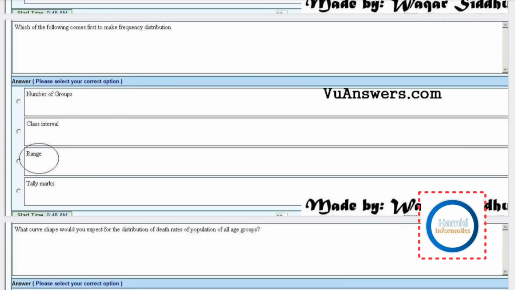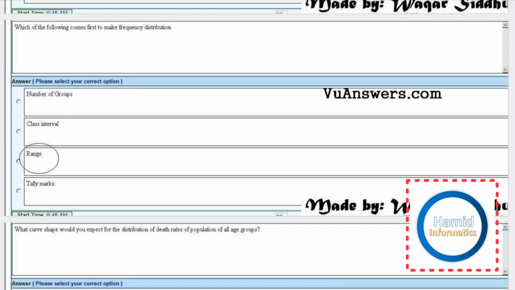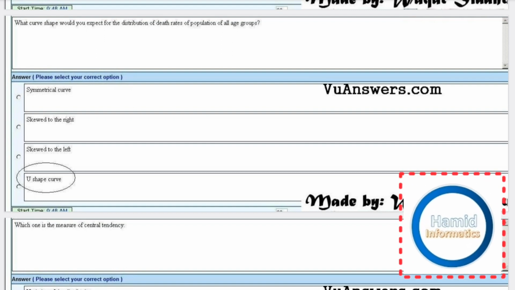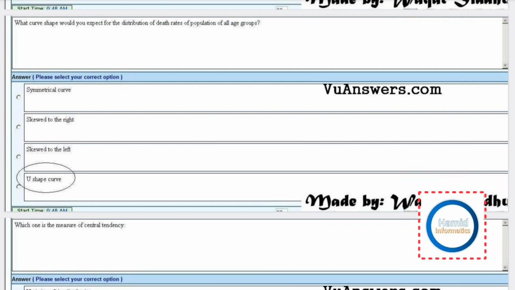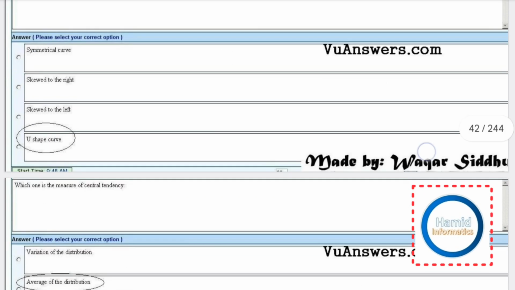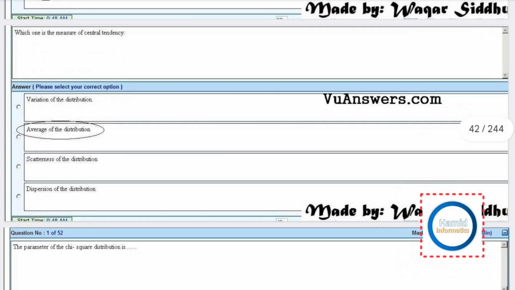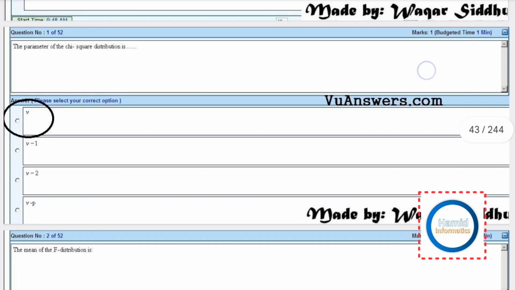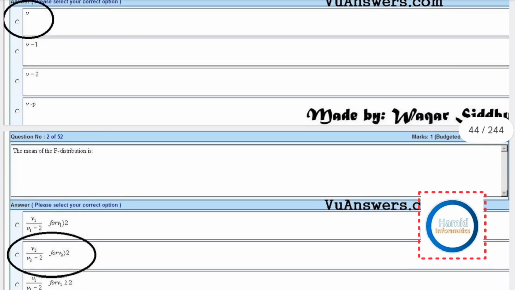Which of the following comes first to make frequency distribution range? What curve shape would you expect from the distribution of death rates of population of all age groups? U-shaped curve. Which one is the measure of central tendency average of the distribution? The parameter of the chi-square distribution is v.